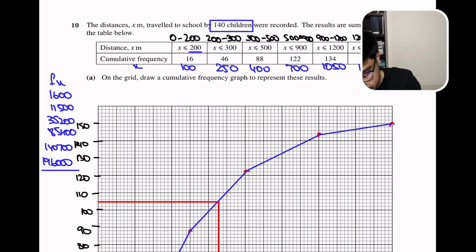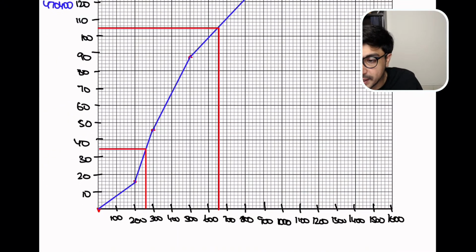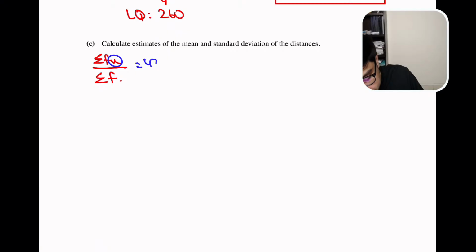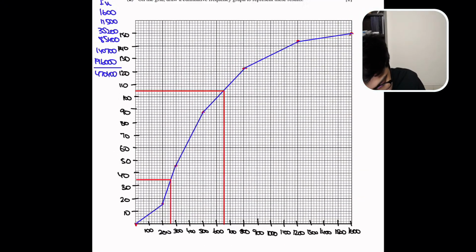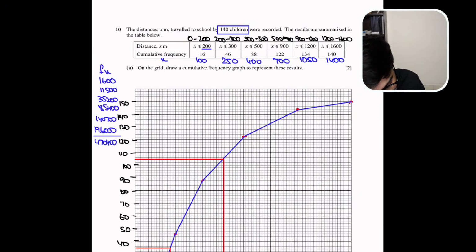Let's just add all these fx's. So 1600 plus 11,500 plus 35,200 plus 85,400 plus 147,700 plus 196,000, right? So it's going to be 470,400, the sum of all the terms. So 470,400 divided by the total of frequency. The total of frequency is 140. So this is going to be 3360 is going to be the thing. And am I doing it fine? Yeah, it's going to be 140. So the mean, I don't think so, man.